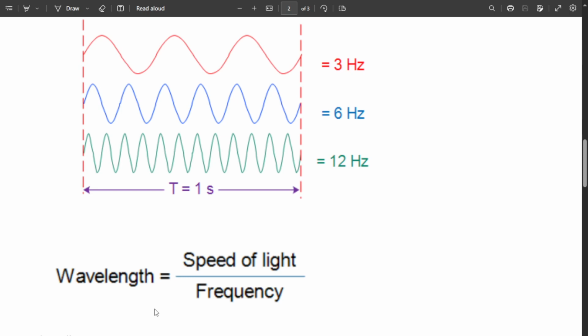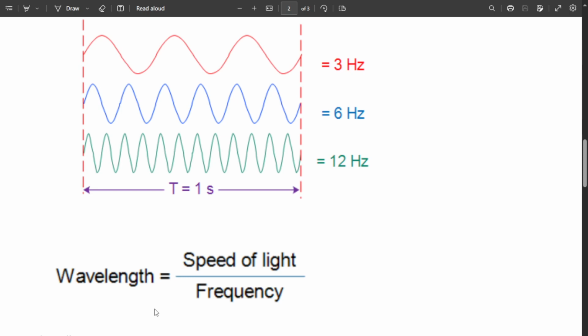Now see the third one, the green one. Duration is again decreasing with respect to time, or per unit time. So frequency is increasing, right? Which is 12 hertz. So you can say frequency and wavelength are opposite to each other, or you can say frequency is directly proportional, and inversely proportional to the wavelength, right?